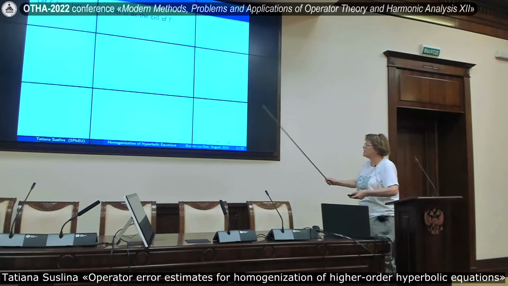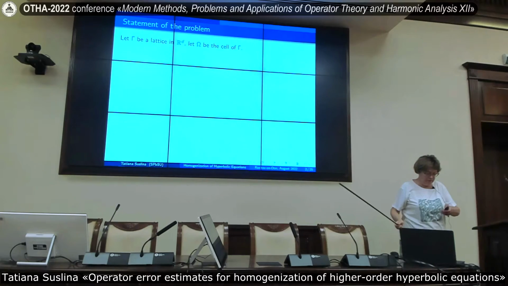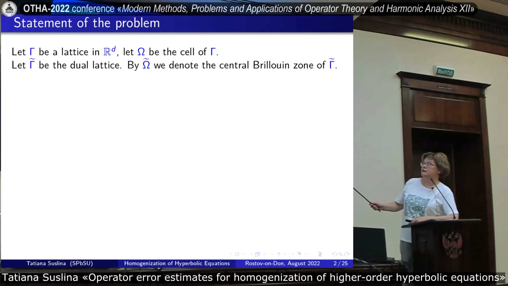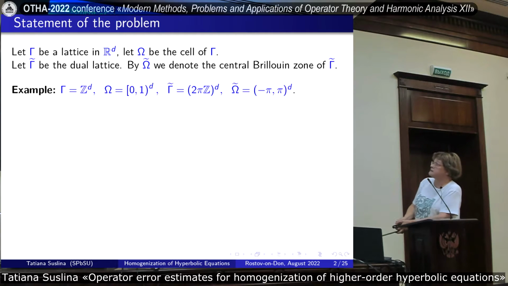By gamma, we denote a lattice in R^d. Omega is the cell of this lattice. Gamma tilde is the dual lattice, and omega tilde is the central Brillouin zone of the dual lattice. For instance, if gamma is the cubic lattice Z^d, then omega is the unit cube. Gamma tilde is also a cubic lattice, 2 pi Z^d, and omega tilde is this cube, minus pi to the power d.